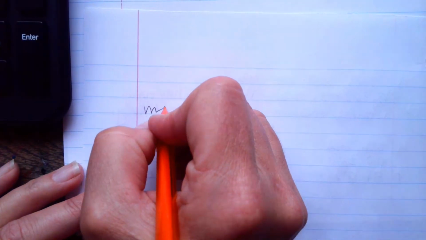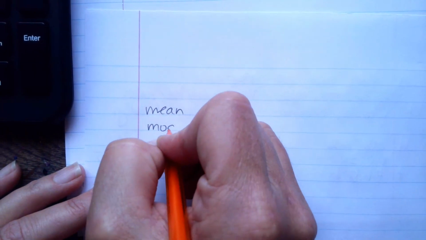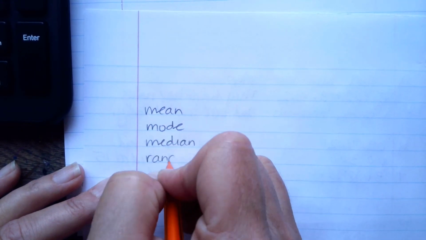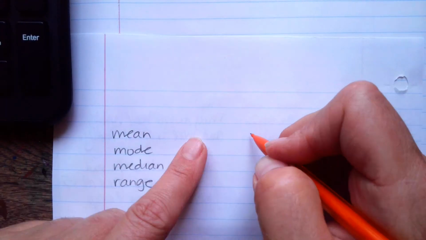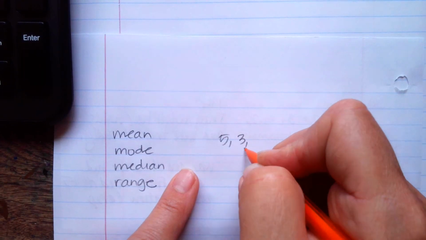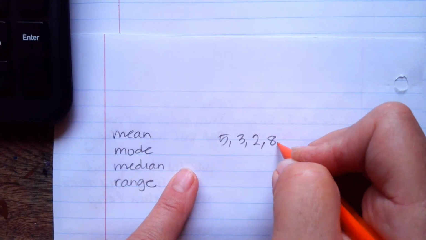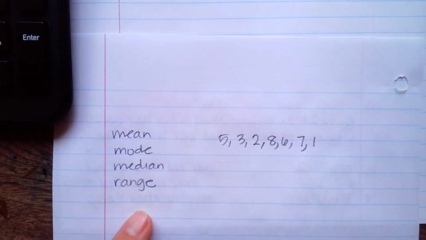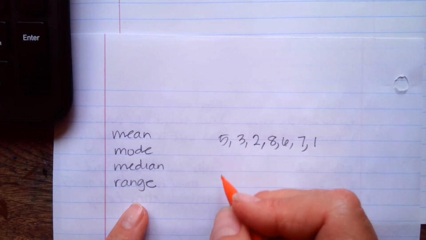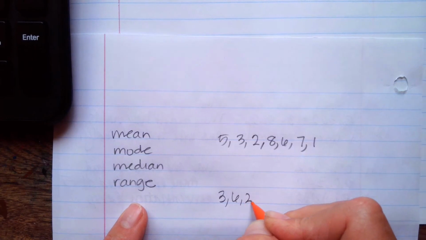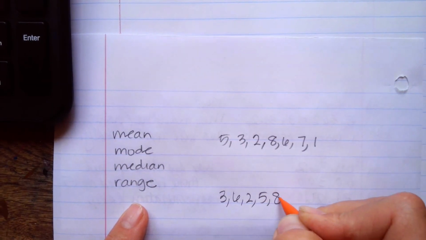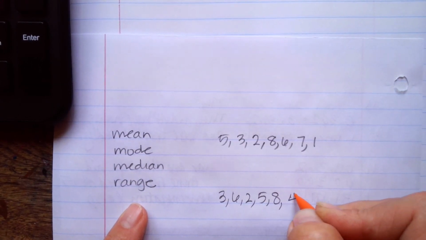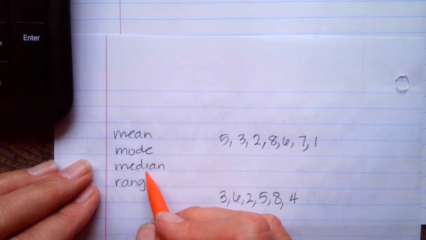So for homework, you're going to find the mean, the mode, the median, and the range for these 3 sets of numbers. So first set is 5, 3, 2, 8, 6, 7, 1. The second set is 3, 6, 2, 5, 8, 4. So you're going to do this for this whole thing.